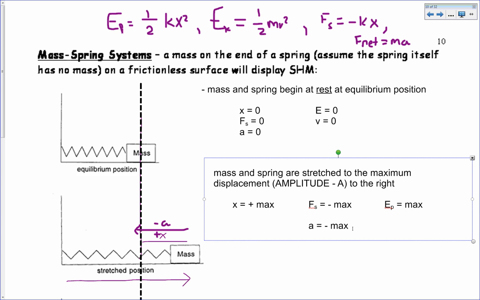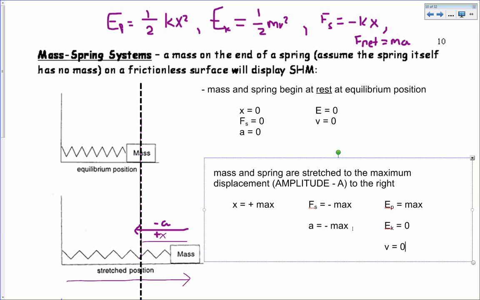If acceleration is a negative maximum, and EP is at a max because x is at a max, what that means is that EK is 0. There is no EK because there's no velocity. You're holding it to the right. So EK equals 0, which means that velocity equals 0 at that point.